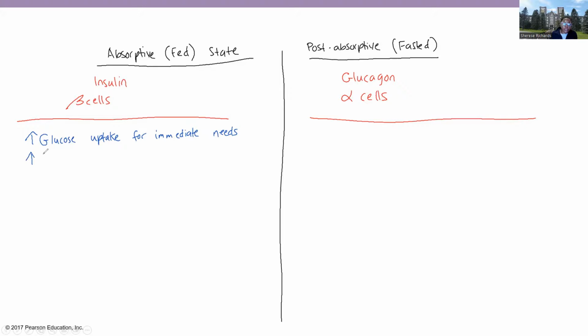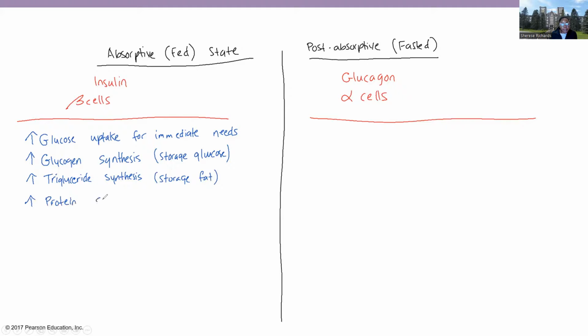Remember, glycogen is the storage form of glucose. So increased glycogen synthesis for storage of glucose, we have increased triglyceride storage, or increased triglyceride synthesis for storage of fats. All right, so this is storing glucose. This is storing fat. And then down here we have increased protein synthesis, which is storage of our amino acids.